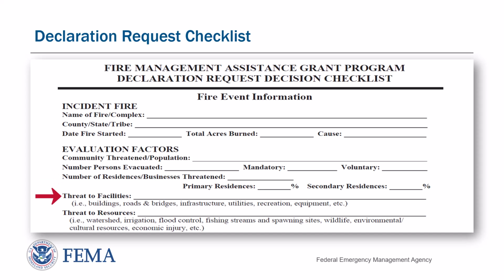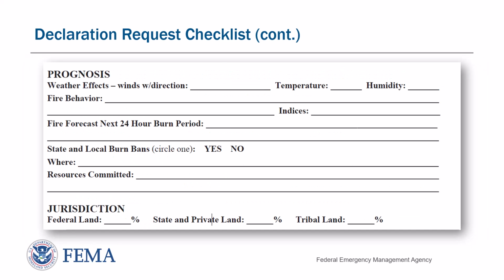Also, the threat to facilities, including buildings, roads and bridges, infrastructure, utilities, recreation, and equipment. The threat to resources, which includes watersheds, irrigation, flood control, fishing streams and spawning sites, wildlife, environmental and cultural resources, and the economic injury.